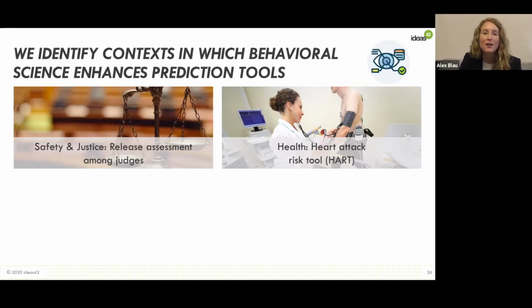How does she weigh the costs and benefits of different decisions? And what goes into that relationship between her and her prediction? So that's the heart attack risk tool, and we're doing that right now.